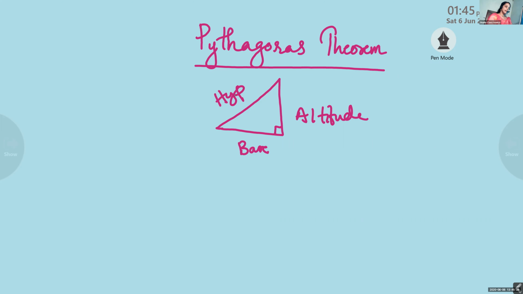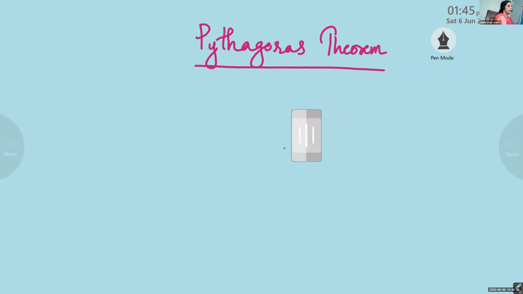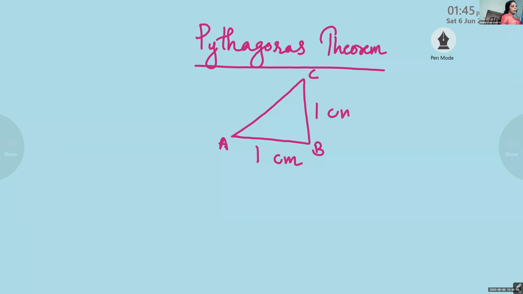Okay, so for the sides we have given special names: base, altitude and hypotenuse. Know it? Now, I will erase this and let me draw again the right angle triangle. Here it is 1 centimeter. Base is 1 centimeter. I will write it as ABC. Base is 1 centimeter and altitude also 1 centimeter. Now we are applying Pythagoras theorem here.